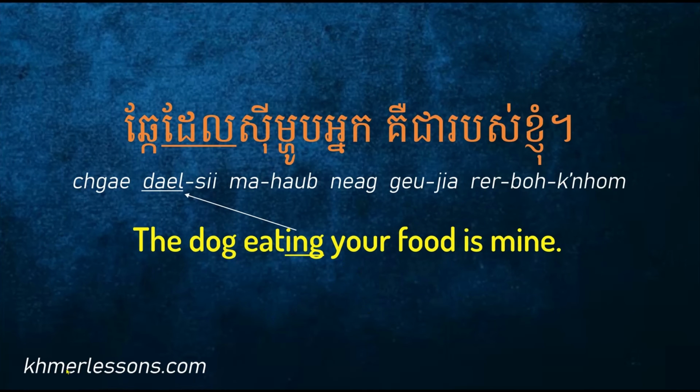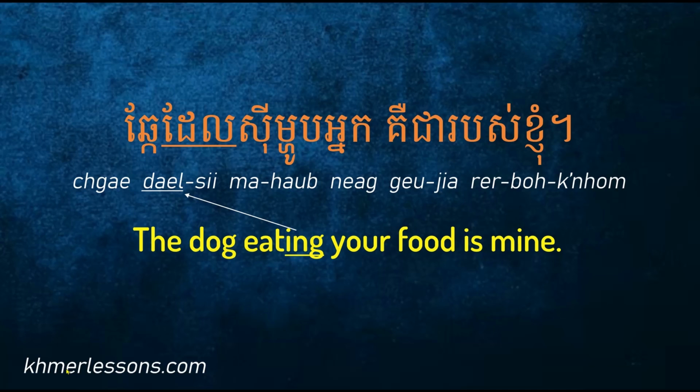Next example is: the dog eating your food is mine. Eating your food is an adjective clause that modifies the word dog. In this case you say ឆ្កែដែលស៊ីម្ហូបអ្នកគឺជារបស់ខ្ញុំ, បាទ. ឆ្កែ is the word dog. I always told you we say ញ៉ាំ for to eat, but with animals we never say ញ៉ាំ. Another word for to eat, used with animals, is ស៊ី, បាទ.